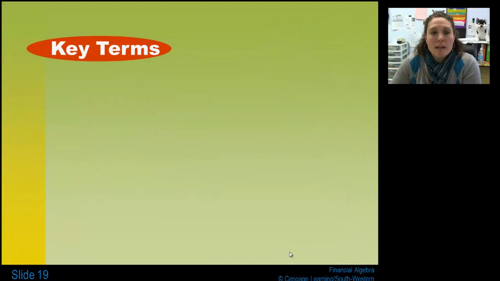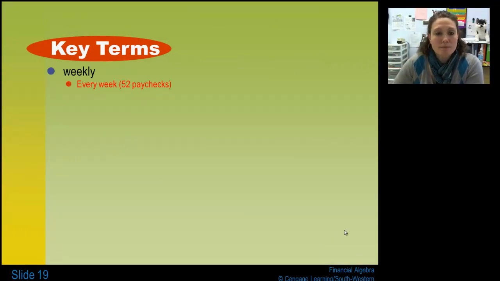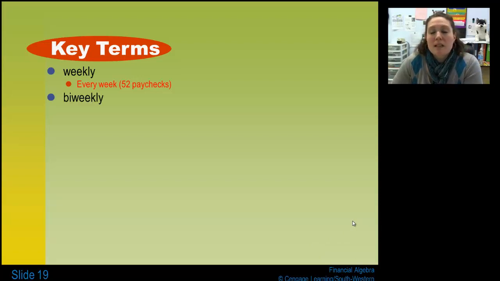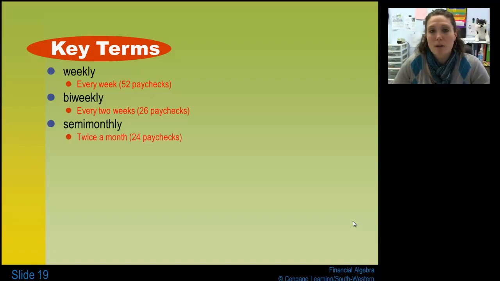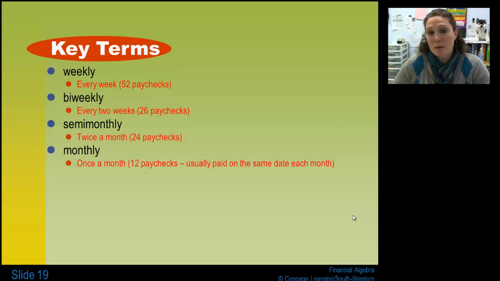So our key terms: weekly, this means you get paid every week, which means you get 52 paychecks in a year. Bi-weekly means you get paid every 2 weeks, which means that there are 26 paychecks. So you take the year, which is 52, divide it by 2, and you get 26. Semi-monthly means you get paid twice a month. So there are 12 months in the year, which means you get 2 paychecks a month. 2 times 12 is 24. Monthly means you get paid once a month, which means you only get 12 paychecks in a year.